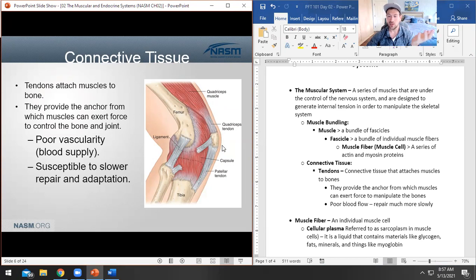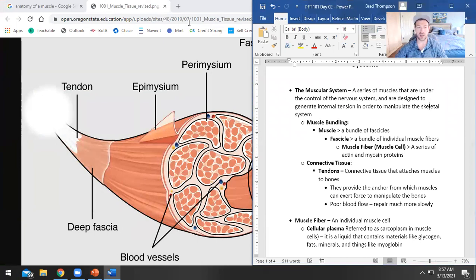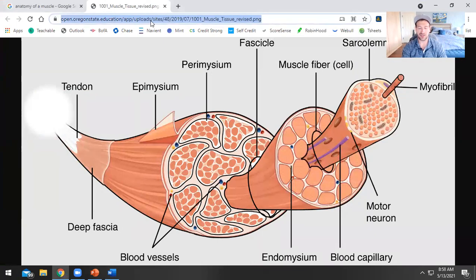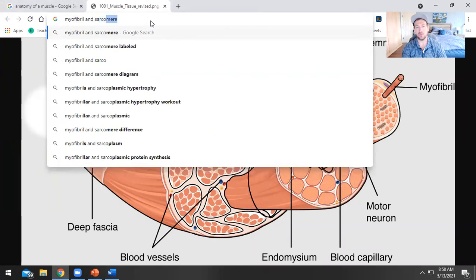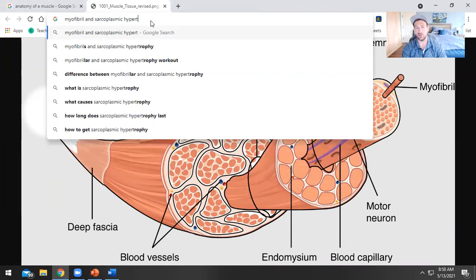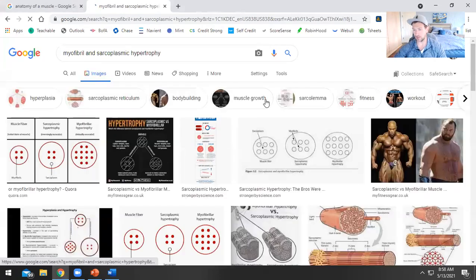Muscle growth, right? When we think about growing our muscles, we just talked about this. This is for those of you who were in our last course. We talked about the difference between myofibril and sarcoplasmic hypertrophy, right? When we grow our muscles, they grow in one of two ways.